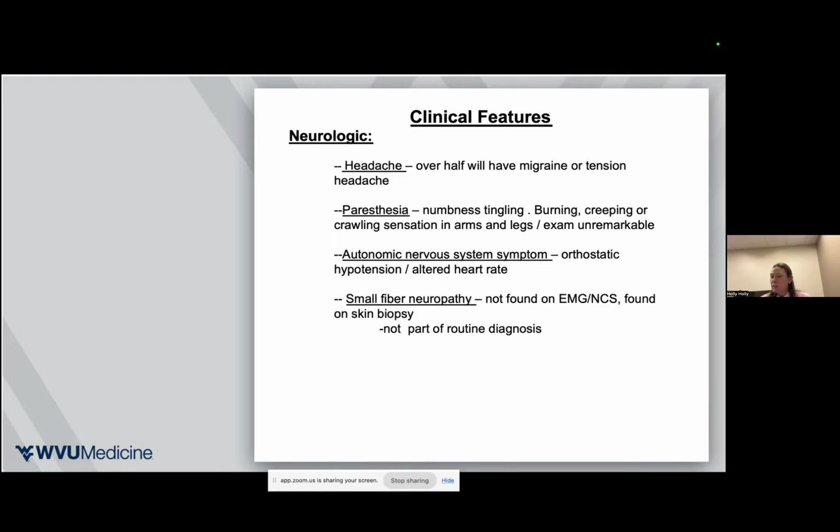And on here, I obviously list that there can sometimes be a small fiber neuropathy that you're going to find on a skin biopsy, but this isn't part of that routine diagnosis. This is something that we would rely on our neurologic colleagues to pursue if they felt that was necessary. So this isn't part of that criteria or something that we think about. It just can't be found. Some of our patients can also have autonomic nervous system changes, where they're having orthostatic hypotension episodes or altered heart rate and things like that. So that's another thing that can commonly present in our patients with fibromyalgia.